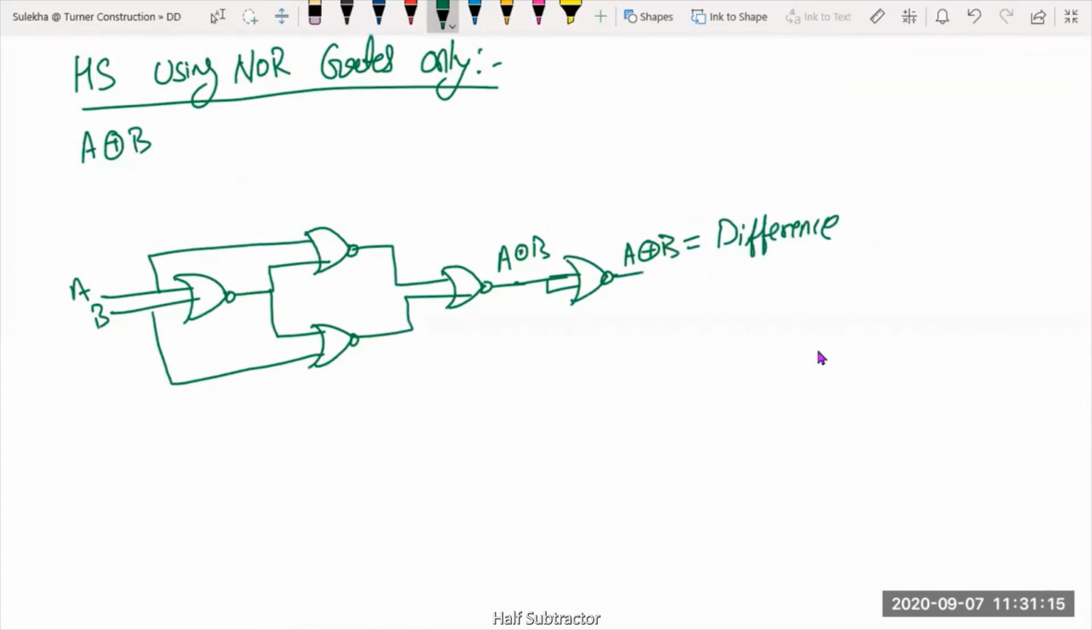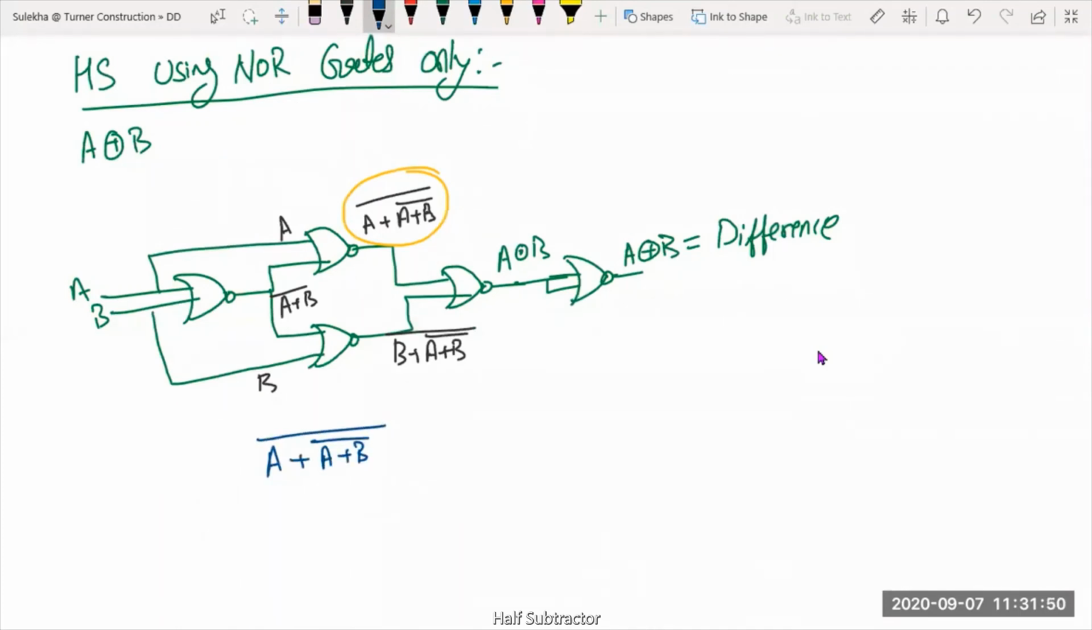So we will analyze all the points. Here I am getting A plus B bar, and here it is A, so I am getting A plus B bar whole bar, and here it is B, so I am getting B plus A plus B bar whole bar. If I solve it further, this is basically A plus B whole bar. If I apply De Morgan's to the internal A plus B bar, this is basically A plus A bar dot B bar whole bar.